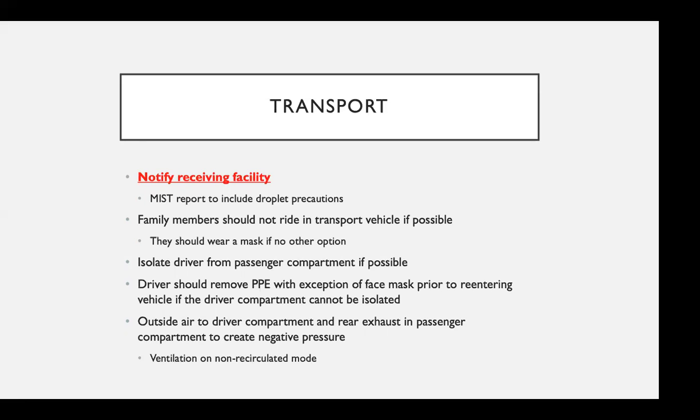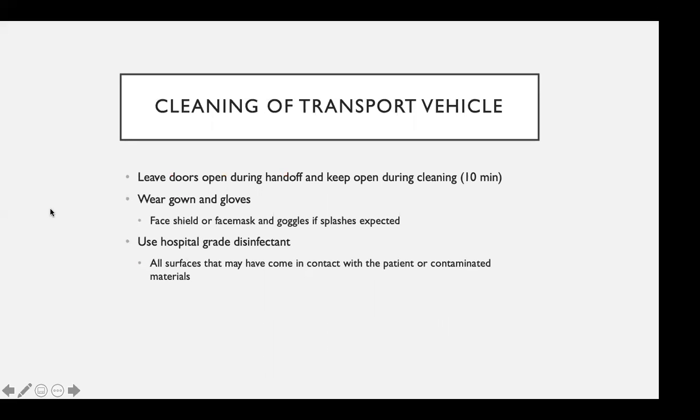Family members, we don't want them riding in the transport vehicle. We want to try and isolate the driver from the passenger compartment as much as possible. These are things that we've been talking about for a while. We don't want to recirculate the air inside the ambulance. Cleaning of the vehicle, again, we want to make sure we're leaving those doors open, letting droplets settle out of the air. Probably the minimum is 10 minutes. We want to wear a gown and gloves when we're doing that, face shield and mask if we expect to have splashes, and use the appropriate disinfectants, which we're doing good on right now.